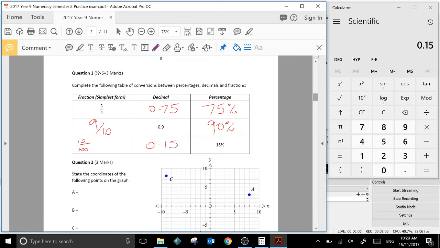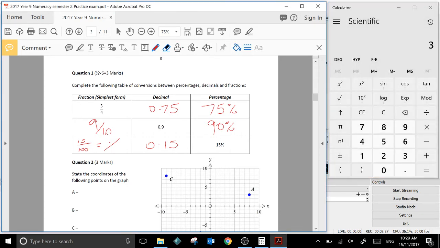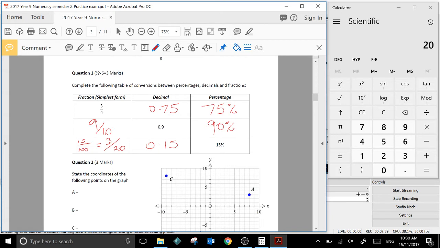But 15 on 100 can be simplified. Both of those divide by 3. 15 divided by 3 is 5. And 100 divided by, well, not dividing by 3, we should be dividing by 5, because 100 doesn't divide by 3, so let's do that again. 15 divided by 5 is 3. So put that in there. And 100 divided by 5 is 20. So I'll put that in there, and we're going to get 3/20. So always check your fraction answer. Make sure you can't simplify it further. But this one we can't.